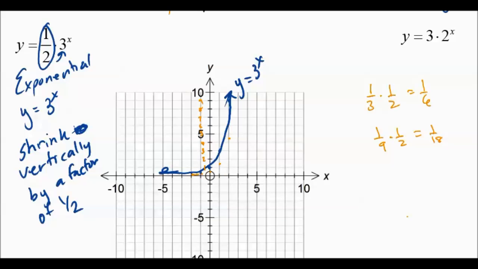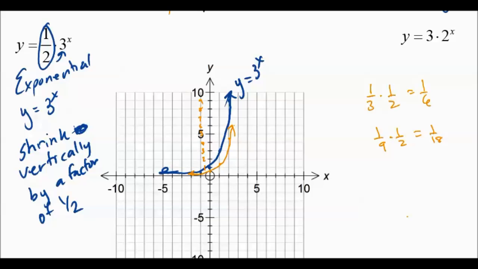So when we connect these points, we see we have a new function that has shrunk vertically. So it's been compressed vertically. And so we can see that it's compressing in to be closer to the x-axis. These values are getting closer to 0, and then these values are shrinking.